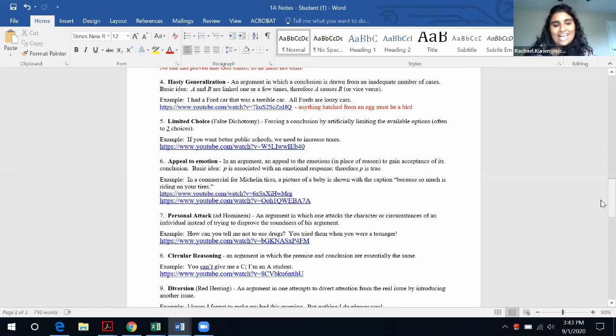All right, personal attack. An argument in which one attacks the character or circumstances of an individual instead of trying to disprove the soundness of his argument. So an example: how can you tell me not to use drugs? You tried them when you were a teenager. At some point, maybe not you, but some kids growing up may have used this on an authority figure. How can you tell me not to do it? You did it.